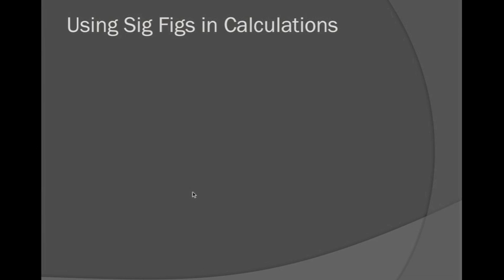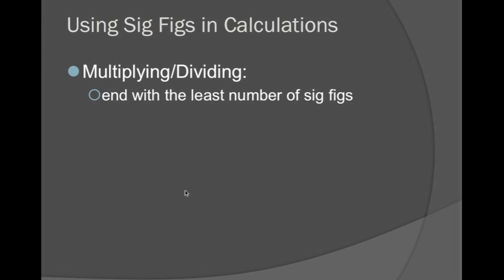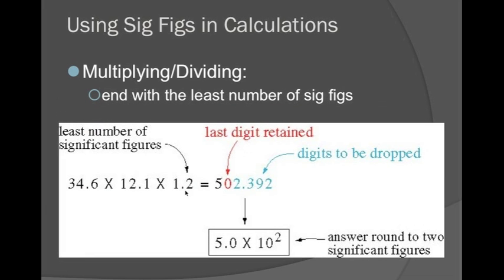Now, moving on here, we're going to keep on talking about significant figures and calculations. And we're looking at multiplying and dividing. And here we need to make sure that we end with the least number of significant figures. So when we're looking at a multiplication, in the first number, 34.6, it has 3 significant figures. Here in 12.1, we have 3 significant figures. And then lastly, in 1.2, we have 2 significant figures. So our answer must have 2 significant figures in it, and we see that it does.